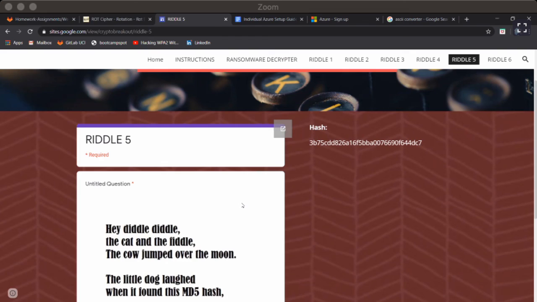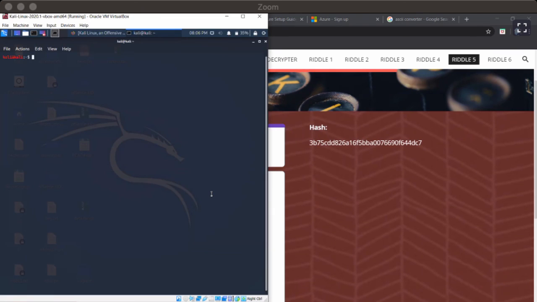I googled MD5 hash, and Google came up with a decryptor, and it took me to md5online.org, which was the first one, and md5-decrypt.html. It says enter your MD5 hash below and cross your fingers. So you enter it, hit the button that says decrypt, and it comes back with your answer in a couple seconds. That's pretty interesting.